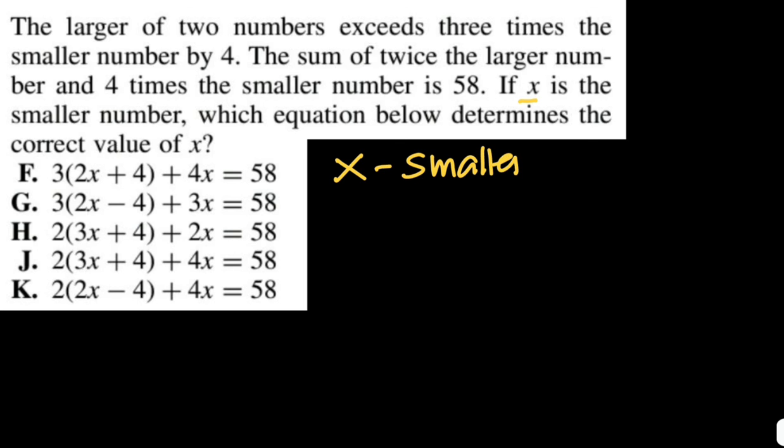The larger of two numbers exceeds 3 times the smaller number by 4. The sum of twice the larger number and 4 times the smaller number is 58. If x is the smaller number, which equation below determines the correct value of x? So we're given here mathematical sentences, and we need to write them into a mathematical equation. It's given here that x is the smaller number, then we can let y be the larger number.